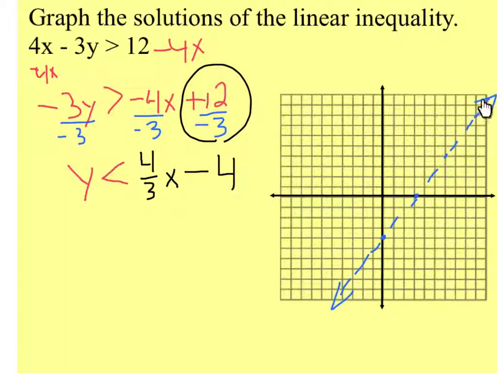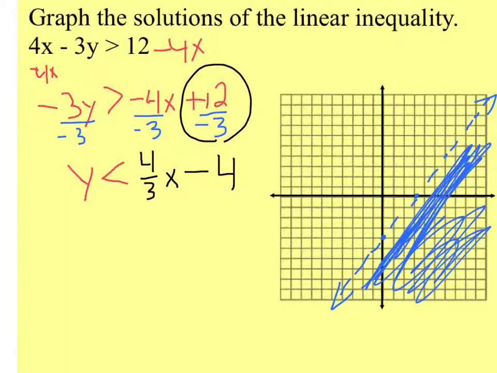Before, I could have picked a number on the line because it was solid. That would have been fine. But now when it's dashed, I cannot pick a number that's actually on the line. It says y is less than. So less than means below. So I'm going to shade below.